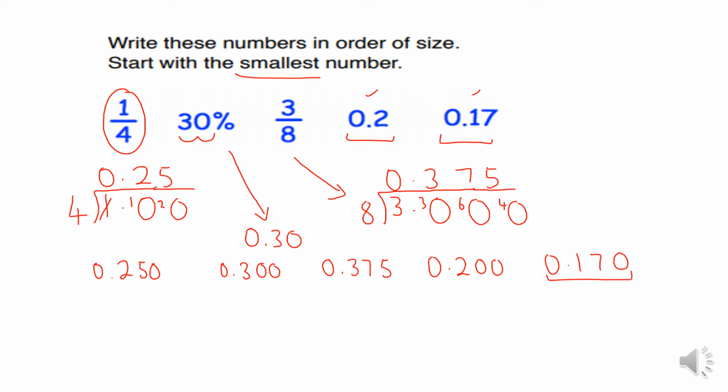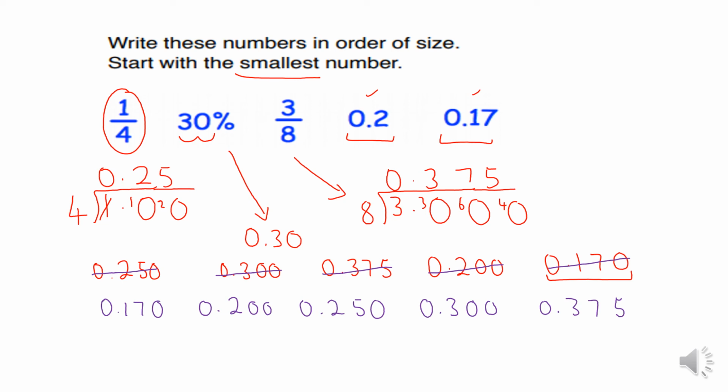From here, what we can do now is see quite easily that the last one here is the smallest number. So I'm going to start off with this one up here, 0.170. So that's finished. The one after that is going to be 0.200, so it's this one here. Now the next one is going to be 0.250, so it's this one here, and the one after that is going to be 0.300, and lastly it's going to be 0.375.